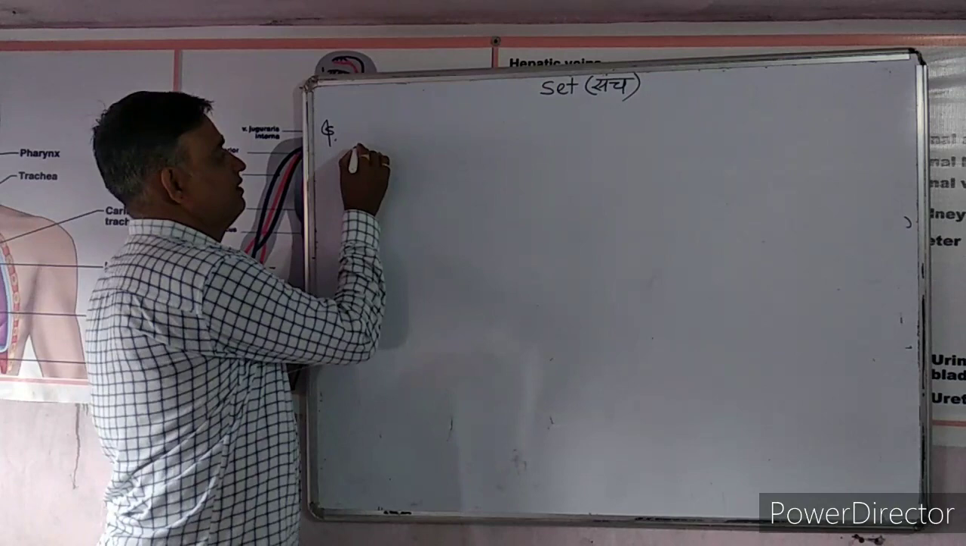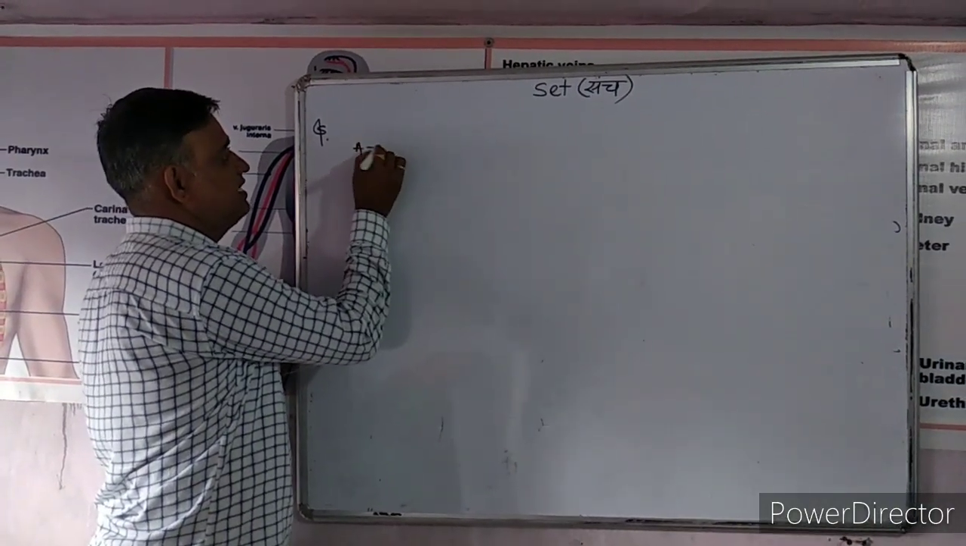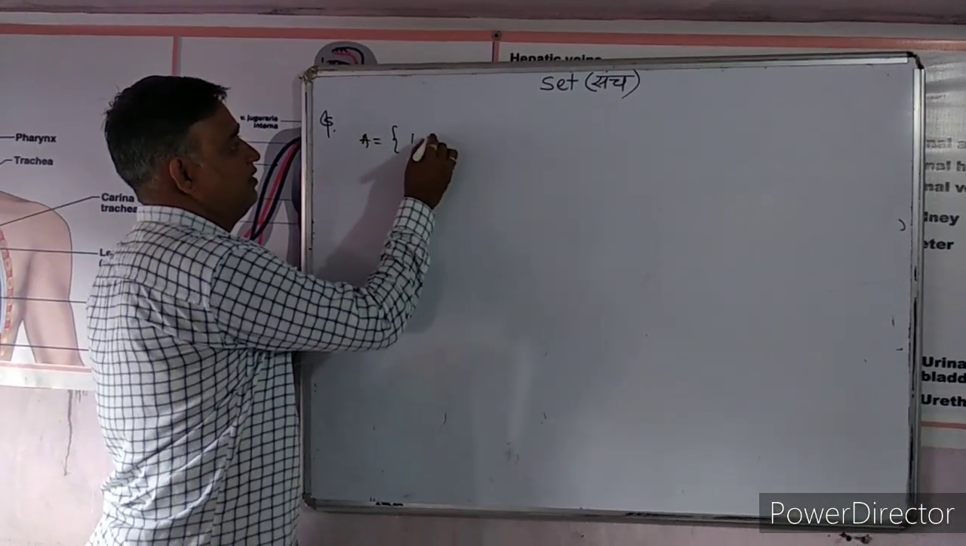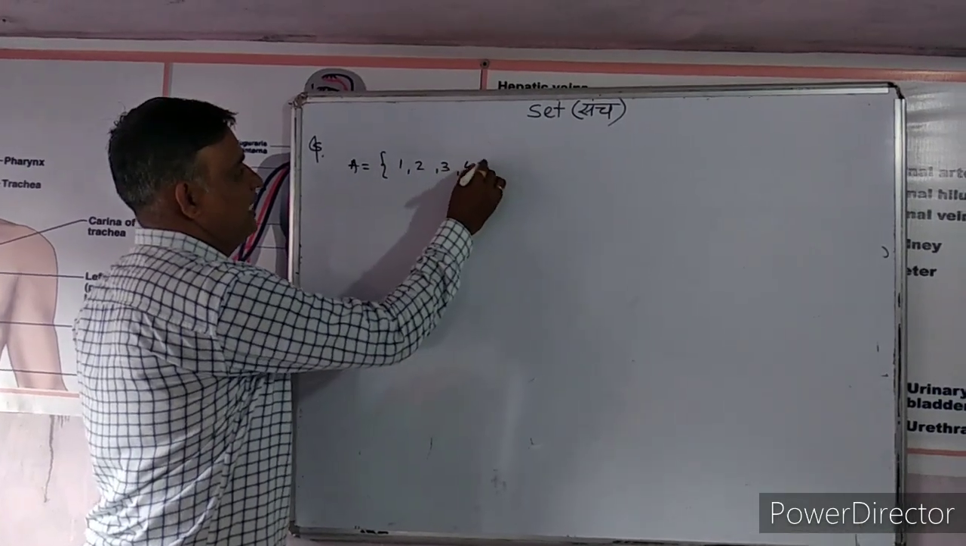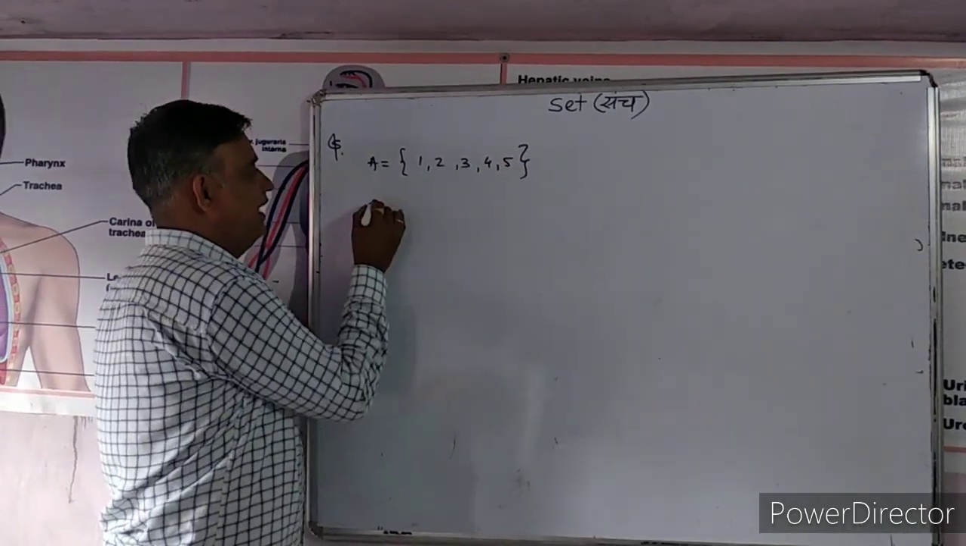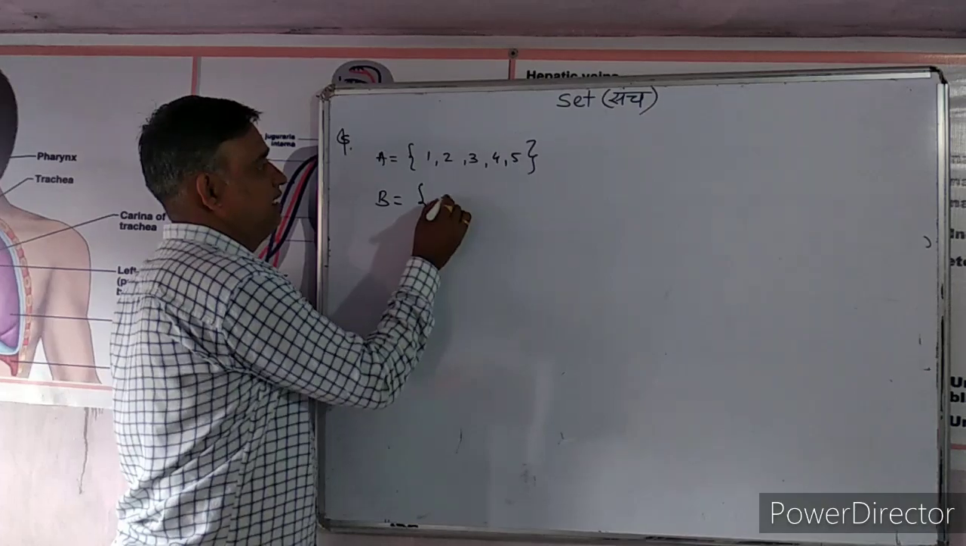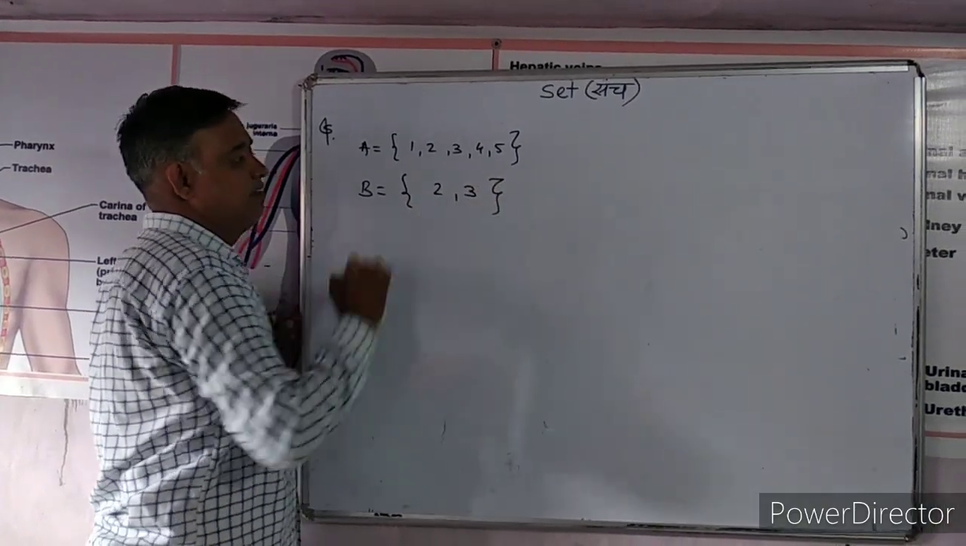Okay, what is subset? First, suppose A is equal to, in curly brackets, 1, 2, 3, 4, and 5. And B is equal to, in curly brackets, 2 and 3.